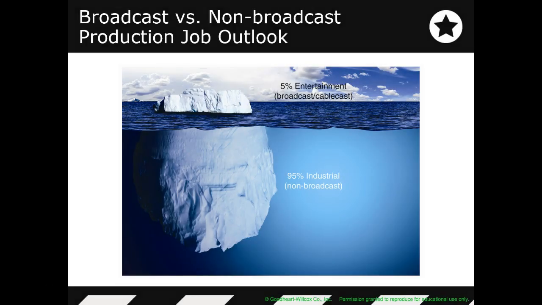We talked about at the beginning of all this that we really only see about 5% of broadcasting and video. A lot of that is just entertainment, but there's a huge chunk of video that is non-broadcast, which is industrial video. And even since this book was written a few years ago, that's changed dramatically too with YouTube and all the other things that are out there with social media.